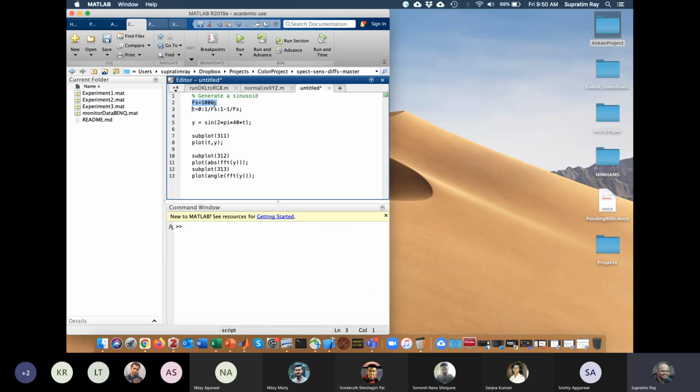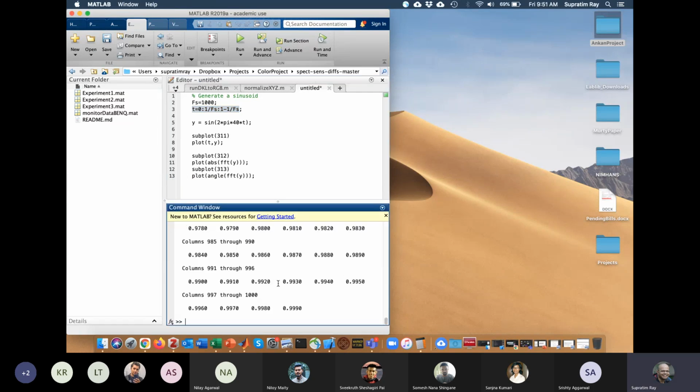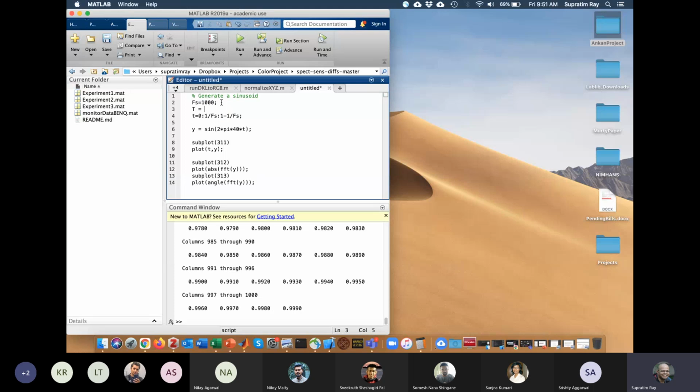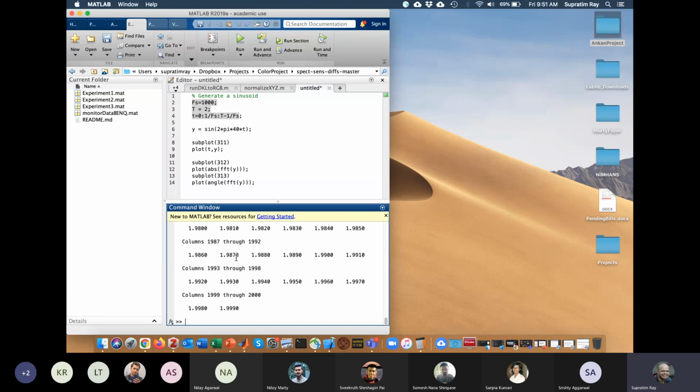So suppose I say my sampling rate fs is 1000 hertz. I am generating here a t vector, a time vector whose length is 1000. So it's going from 0 to 1 second. This 1 second is the duration. Let me write this as t actually. So okay, we'll do a 2-second long signal. So this t is 2 seconds. So it's got 2000 points.